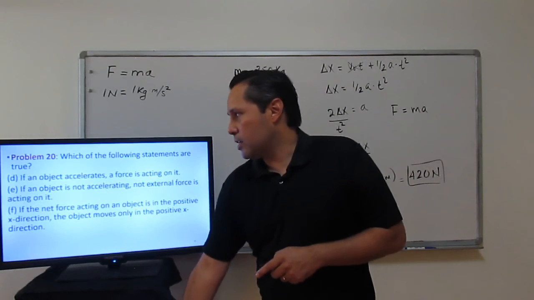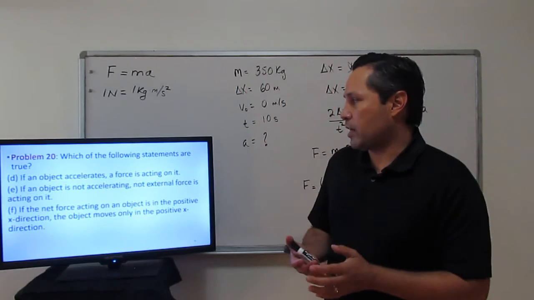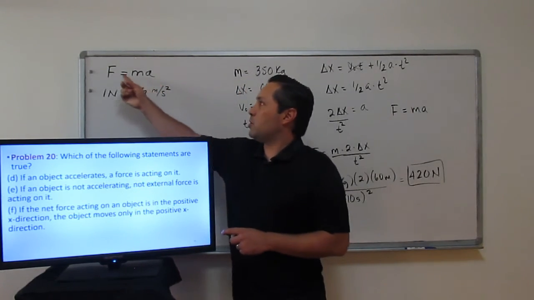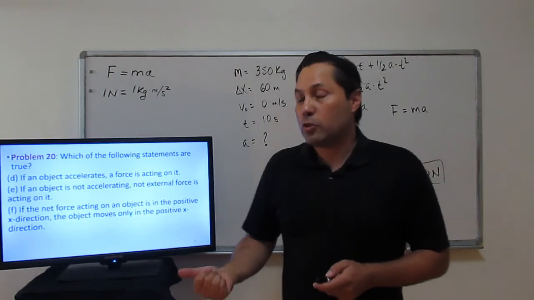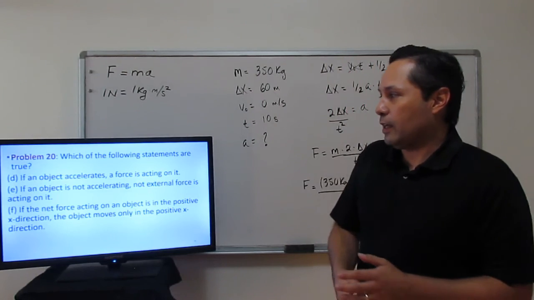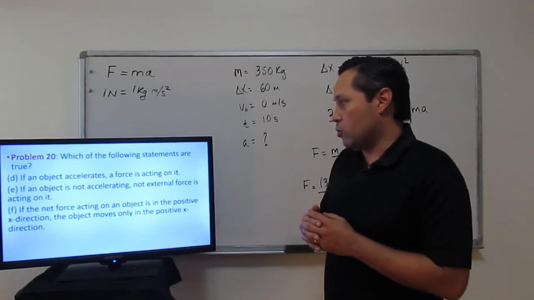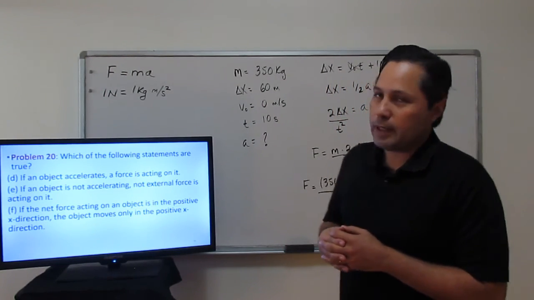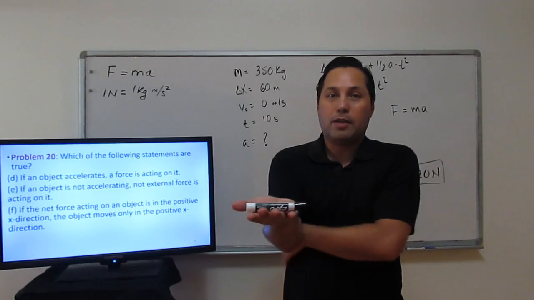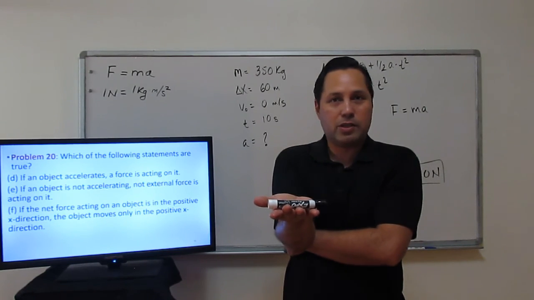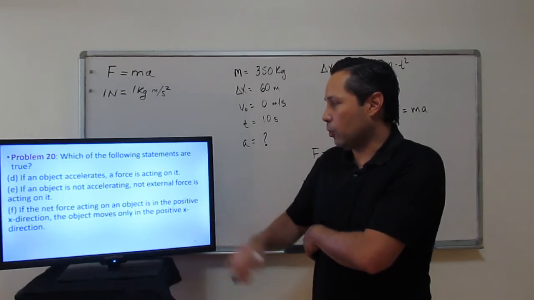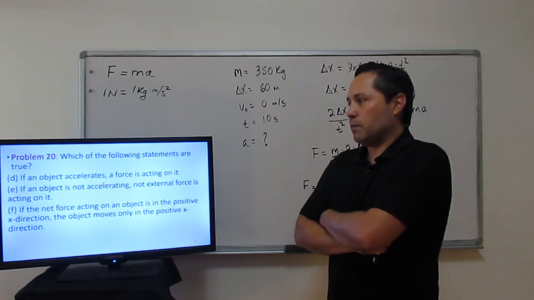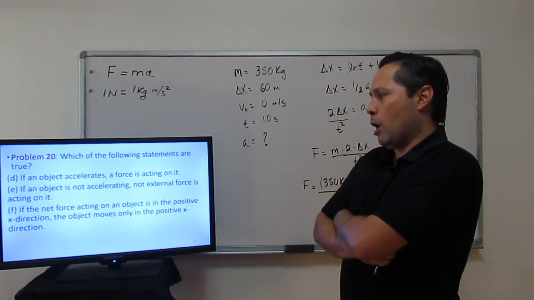Alright, part D says if an object accelerates, a force is acting on it. Yeah, acceleration is equal to the force divided by the mass, so therefore if there is acceleration, there has to be a force. So that statement is true. Letter E: if an object is not accelerating, no external force is acting on it. Again, same thing. Is this accelerating? No, it's in the same spot, but there is gravitational force acting on it, so that one will be a false statement.